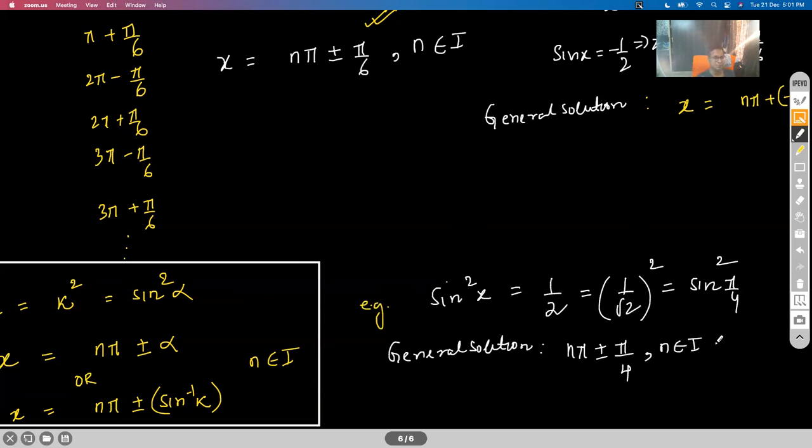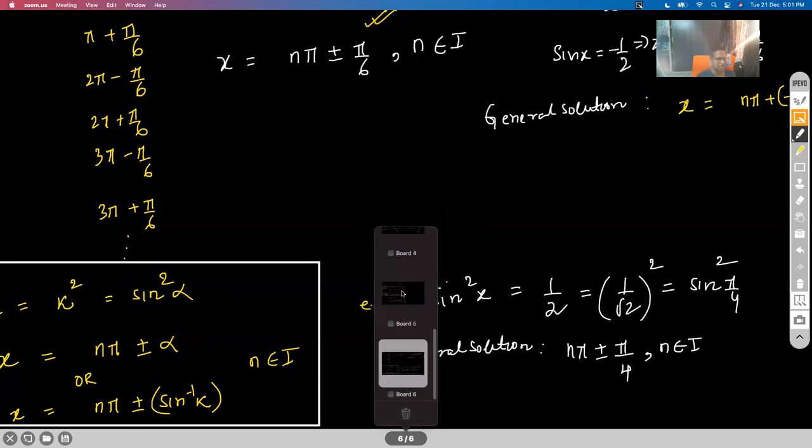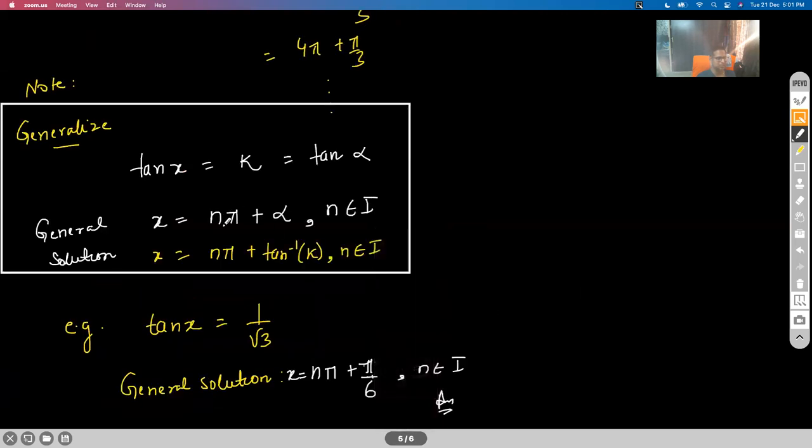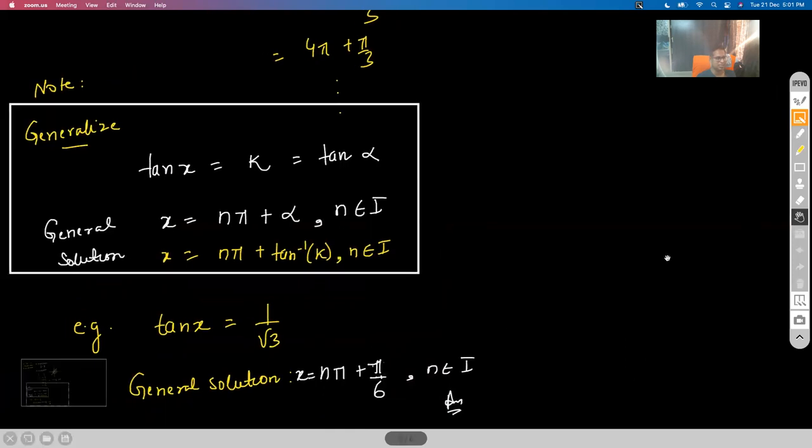Acha, please don't get confused with this formula and the one which we wrote for tan x equal to k, right? There is no plus minus. There is only n pi plus alpha. So please don't get confused between this formula and this formula. Okay. This is only n pi plus alpha. Fine. The one which we took in the previous slide.